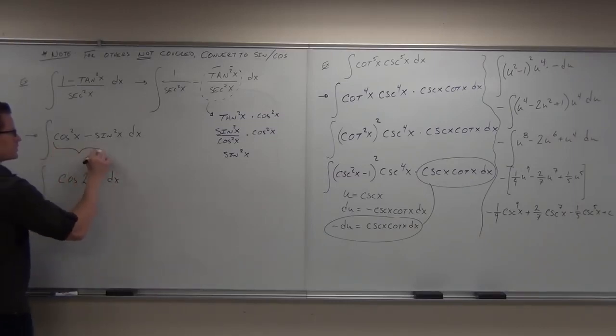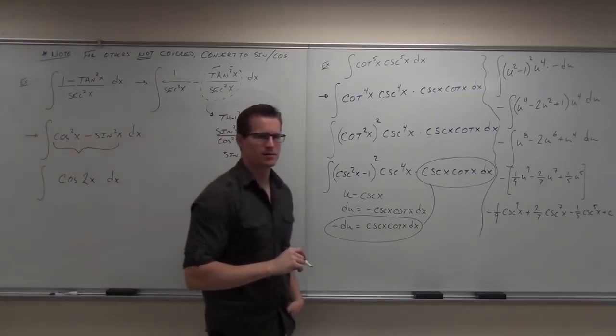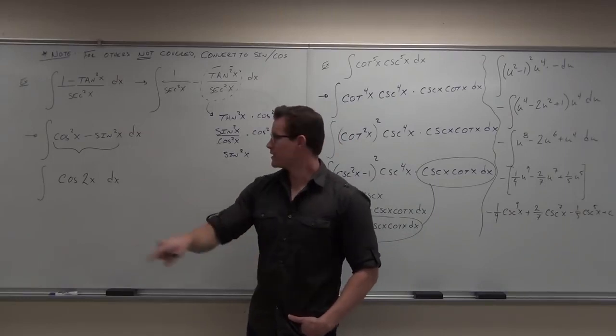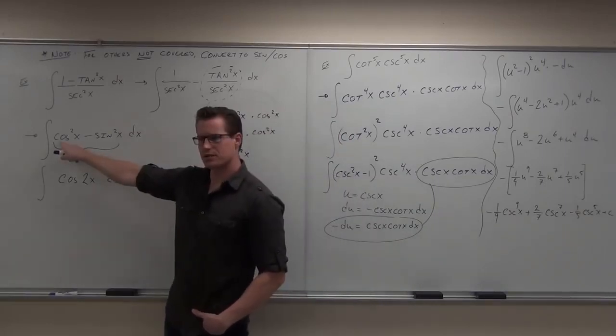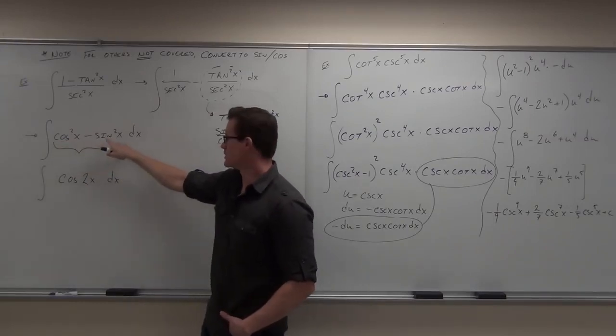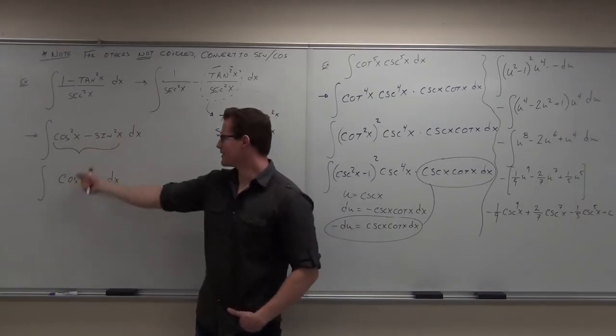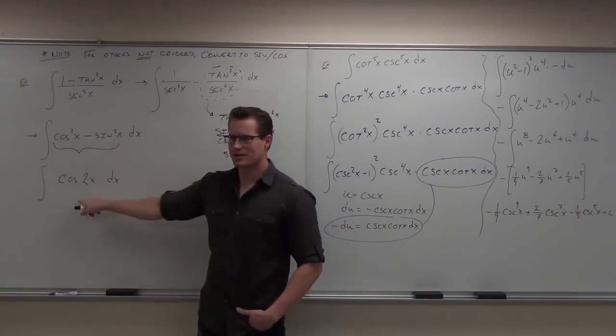Does it help to know your trig identities? Because if you didn't know that, look at this. You know how to do cosine to evens, don't you? You'd have to do this one independently, and then you'd have to put them all together. But if we know our identity, we go, oh, hey, look at it. That's cosine. Can you do this? That's now a piece of cake.